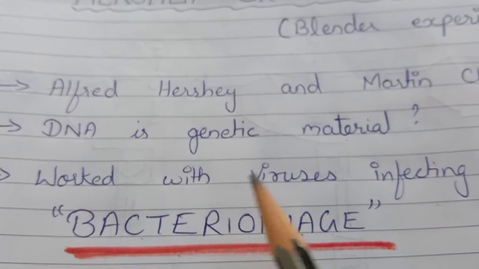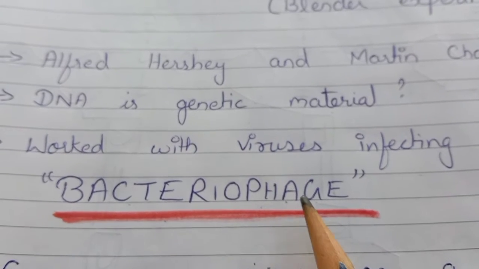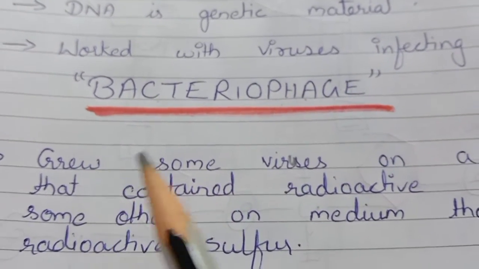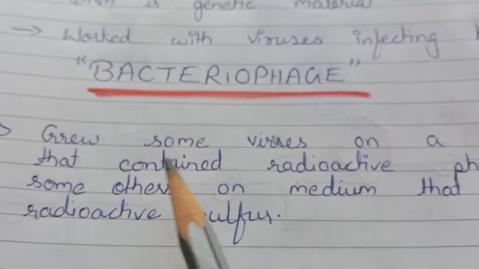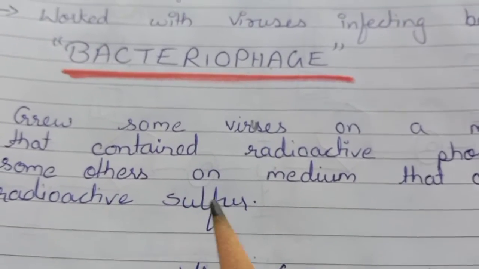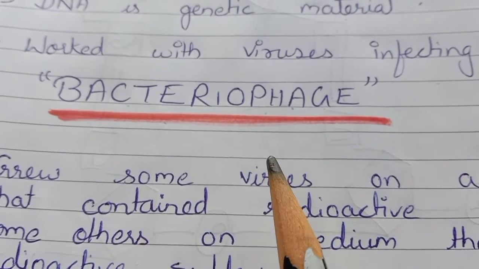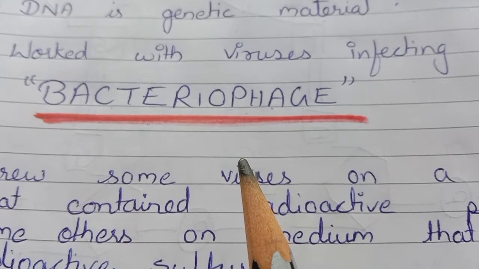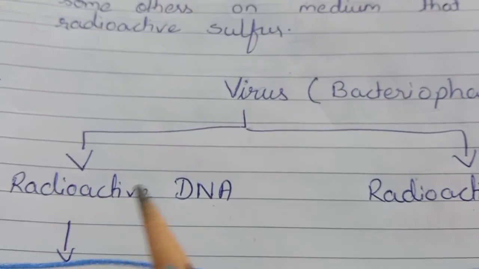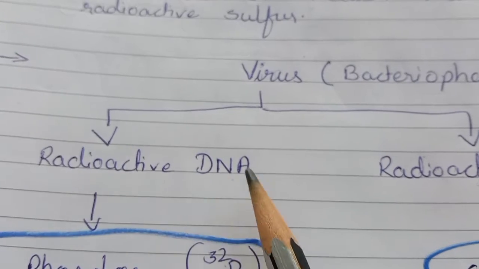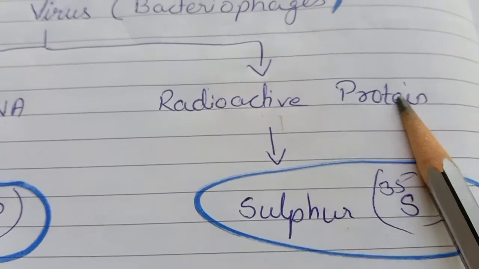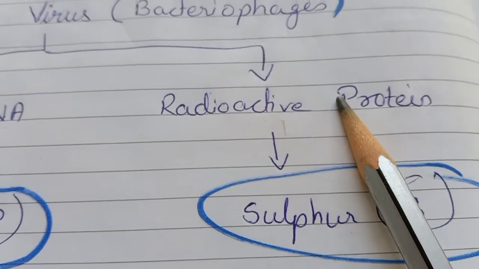These two scientists worked with viruses infecting bacteria. That means bacteriophage. A phage is a virus which infects bacteria. So what they did, they grew some viruses on a medium that contained radioactive phosphorus and some others on a medium that contained radioactive sulfur. That means they grew the virus on two mediums, one with radioactive phosphorus, another with radioactive sulfur. In these two mediums the bacteriophage was grown, giving radioactive DNA and radioactive protein. Radioactive DNA contained radioactive phosphorus P32, that is why the DNA became radioactive. And radioactive protein contained radioactive sulfur, that is why it became radioactive.